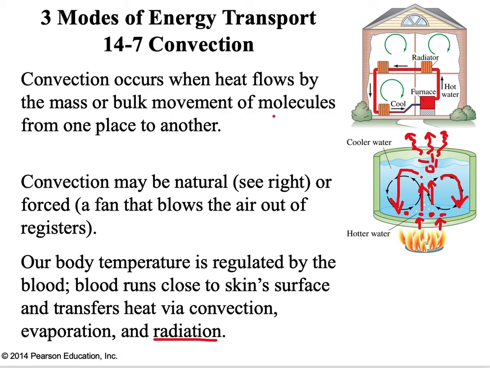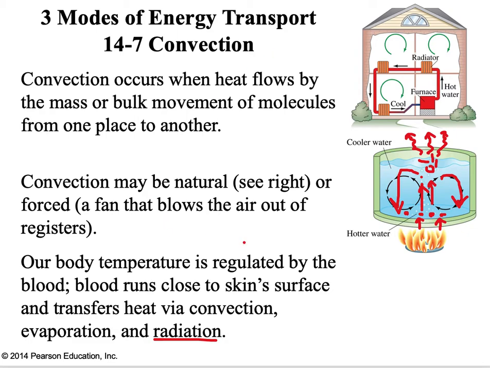So convection occurs when heat flows by the mass or bulk movement of molecules from one place to another. In this case, we're looking at water transferring heat from the bottom of the pot where it's hotter to the top of the pot where the water is cooler. And we're going to move the water around. It's going to go down to the bottom of the pot, pick up heat, go up to the top of the pot, throw it off at the top, and steam. Go back to the bottom of the pot, pick up heat, go to the top of the pot. You're transferring heat from the bottom of the pot to the top of the pot by the method of convection.